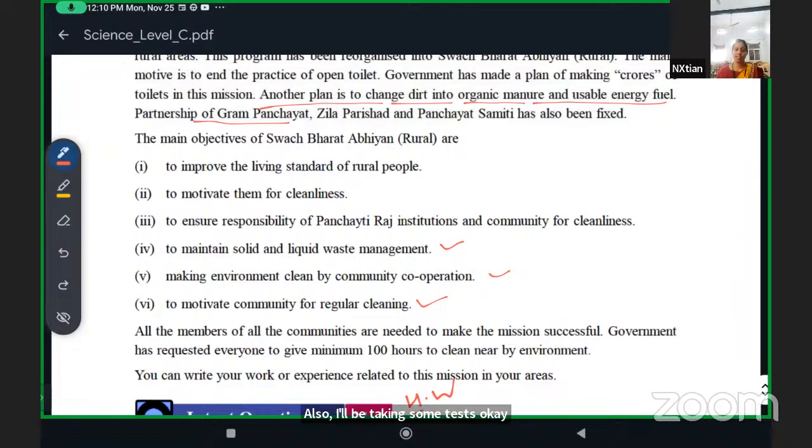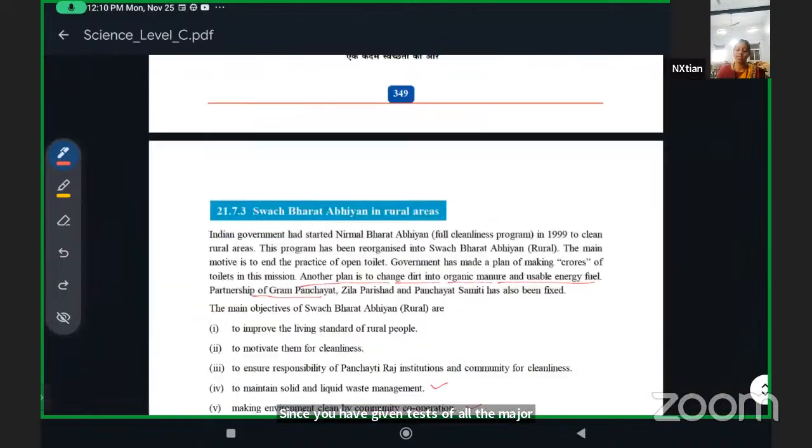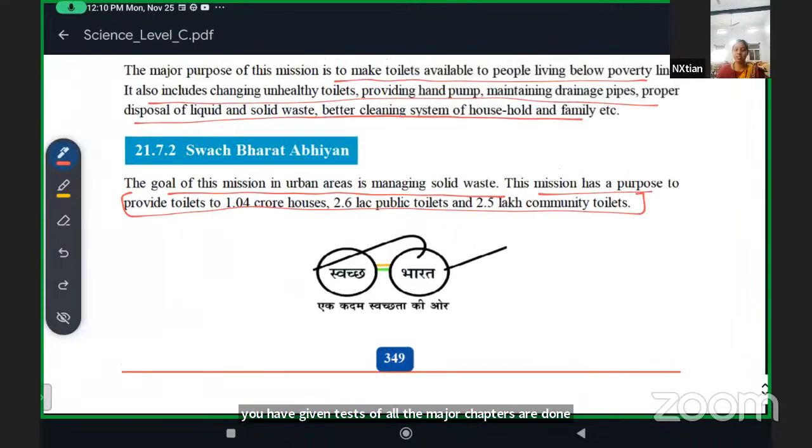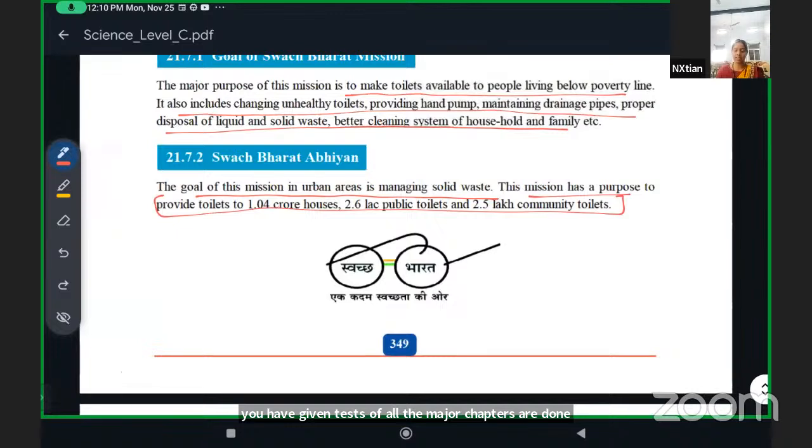Like a diagram test can be there, but I'll inform you all. Don't worry, I'll inform you. Since tests of all the major chapters are done, I think the last five chapters of science are left to be covered in a test. The last 5 to 6 chapters are left. So we'll take those tests and we'll take combined tests too.